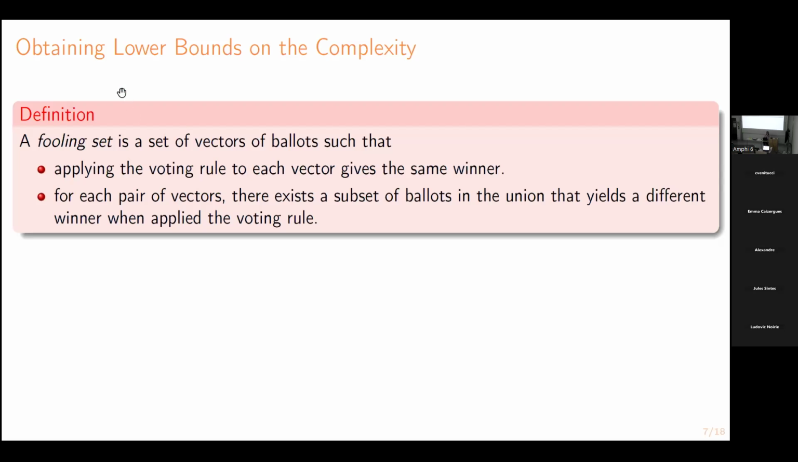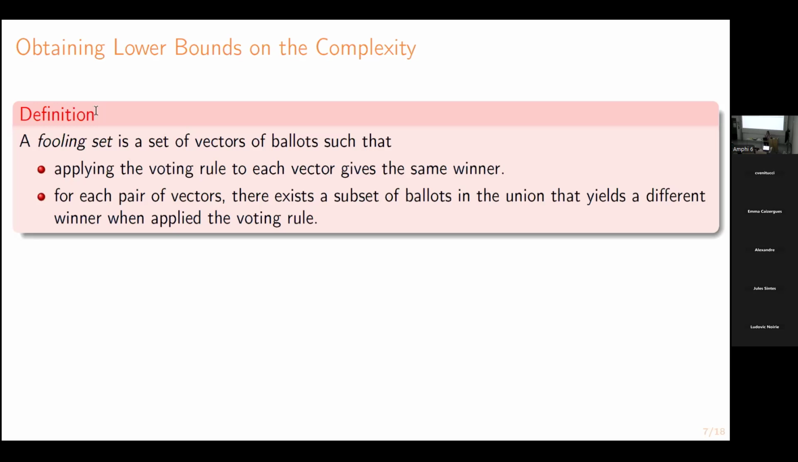Okay, so here you have a general method to obtain lower bounds that relies on something called a fooling set. A fooling set is a set of vectors of ballots, so of votes. You rank the voters 1, 2, 3, and then every voter will give their vote, and this is a vector of ballots. Every voter gives a ranking, not necessarily. You will see later that it's a ballot, and depending on the voting rule, it's not necessarily a ranking.